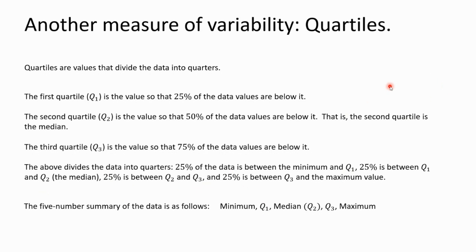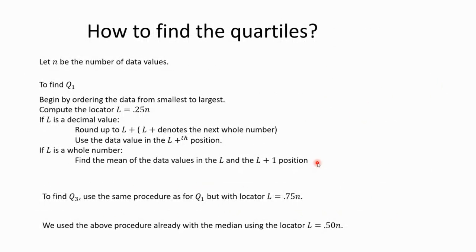In fact, these numbers are so important, they have what they call the 5-number summary of the data: the minimum, Q1, the median, which is Q2, Q3, and the maximum. Okay, so that's what the quartiles are.